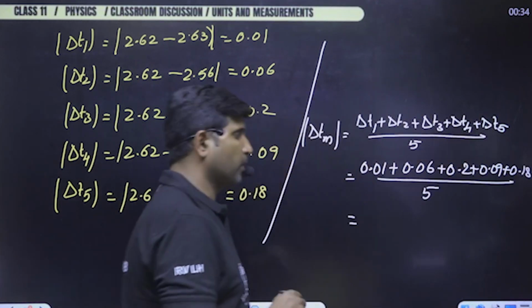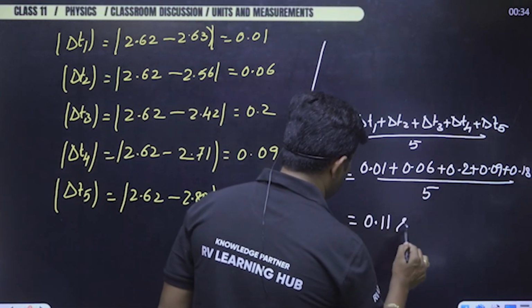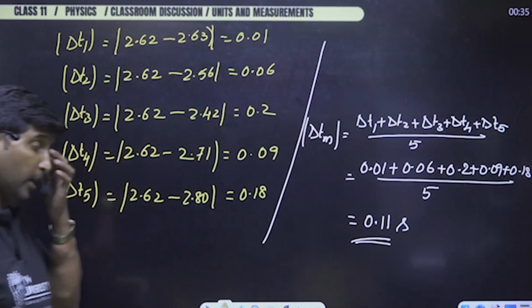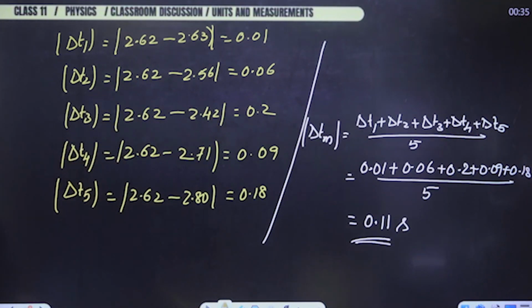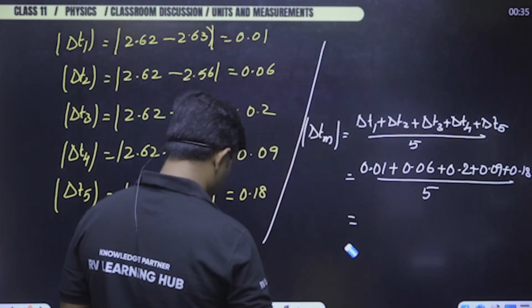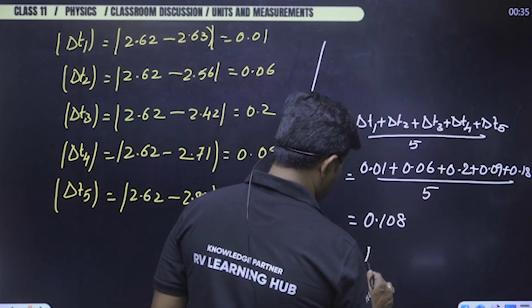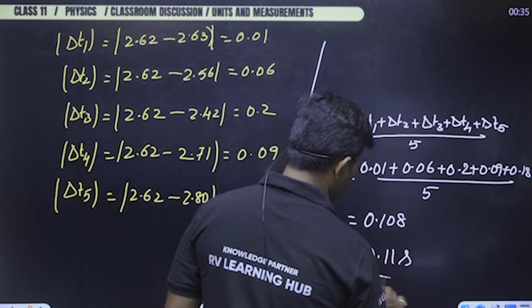If you do simplification, you will get the answer as nearly 0.11 seconds. Therefore, what is the option? We will get the answer as 0.108 here, and if you round off, you will get 0.11 second.